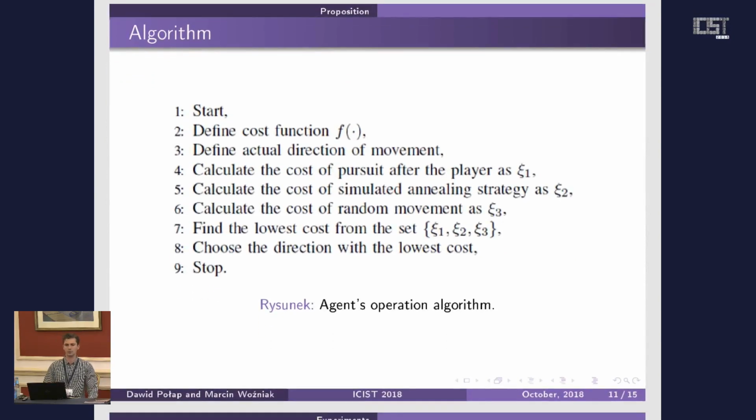At the beginning, we define some cost function. This was this formula with two functions f and g. Then we define the actual direction of the movement. At the beginning, of course, it is a random move. Then we calculate the cost of each strategy and choose the one which has the smallest value. Then we choose this direction with the lowest cost.